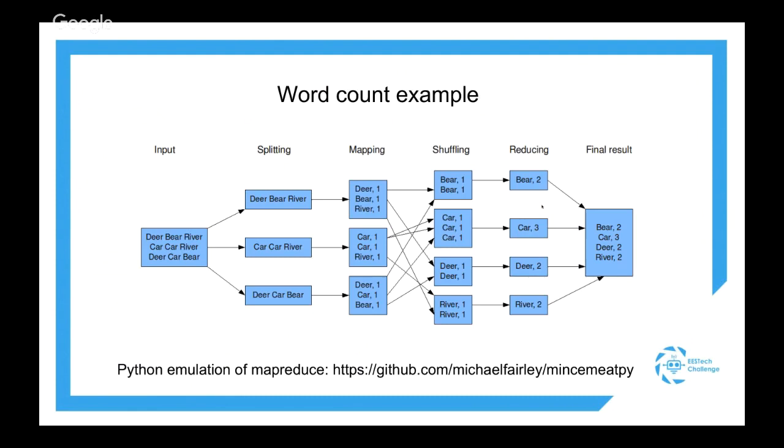dictionaries, basically. So for example, we have this input file: deer, bear, river, car, river, deer, car, bear. And then what we do is split this into three parts and we assign it to three workers. So for example, the first worker gets one part of the file, which is deer, bear, and river. So what the mapping phase does is that it creates dictionaries. And in this case, the first worker essentially identified three dictionaries.